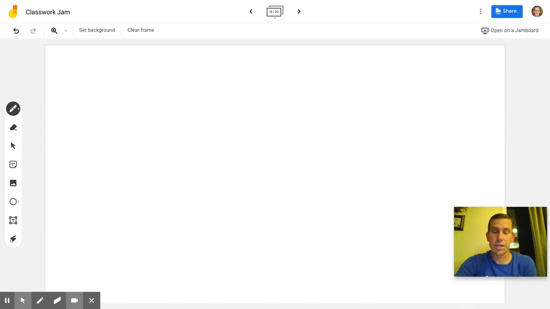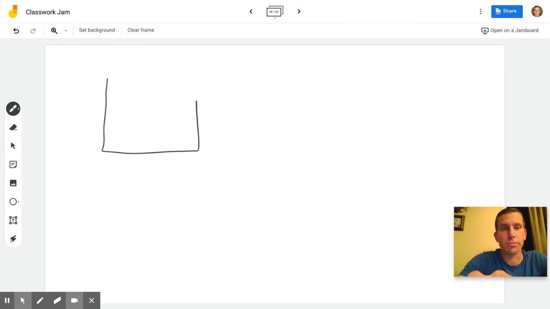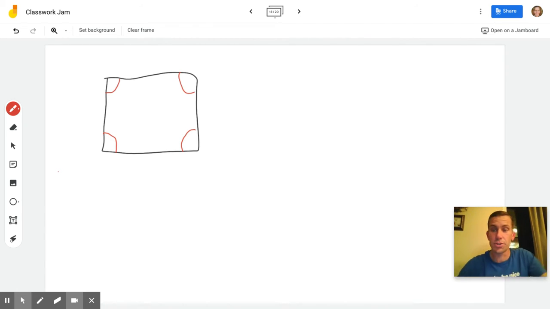Today we're going to talk about interior angles and exterior angles of a polygon. So let me draw a square. If I want to figure out the total measure of the interior angles of a polygon, so the interior angles are these angles right here. So I want to find the measure of the interior angles of this square. How can I do that?